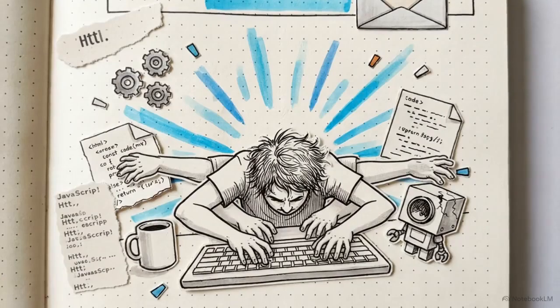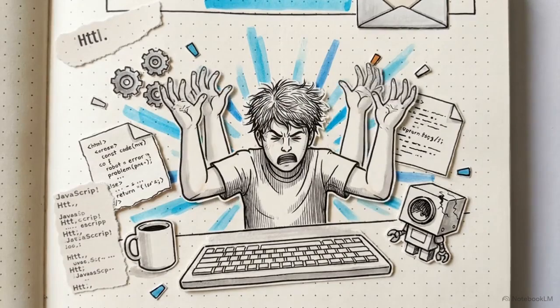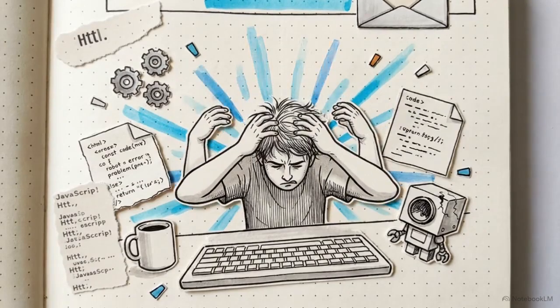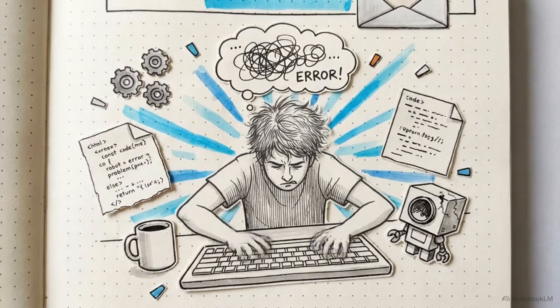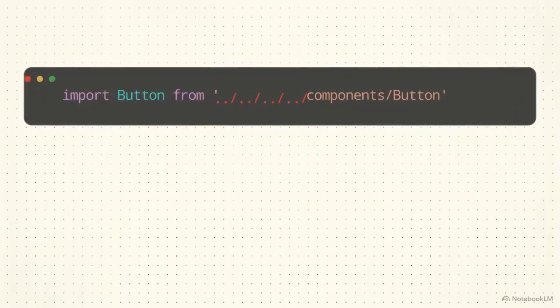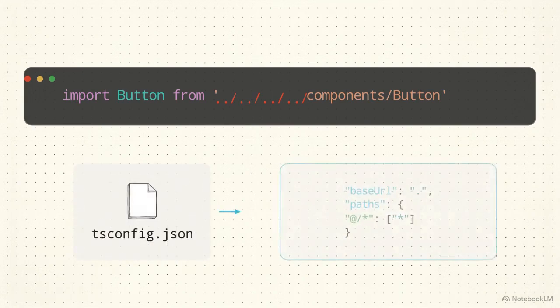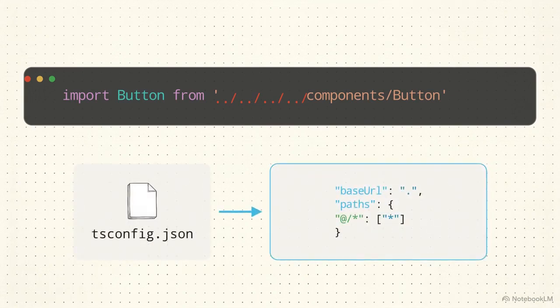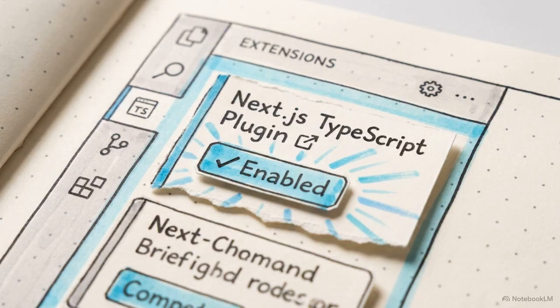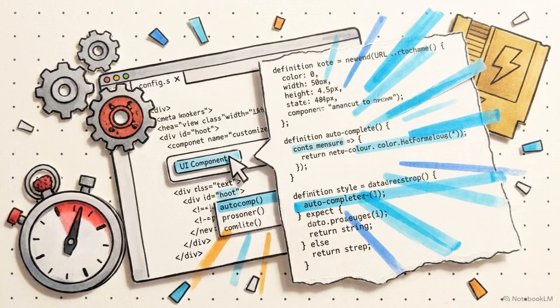As your project grows, you eventually hit the headache of deeply nested, messy relative import paths, typing out ../ over and over just to reach a component. This comparison chart shows how we fix that using absolute imports. By configuring module path aliases in your tsconfig.json file, that complex string collapses into a clean absolute import starting with an @ symbol. You can also enable the custom Next.js TypeScript plugin in VS Code. This provides the IDE with the specific framework context needed to handle advanced type checking and auto-completion.